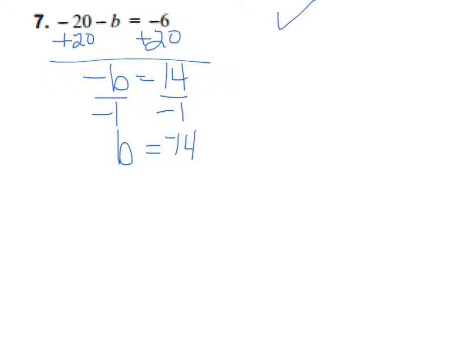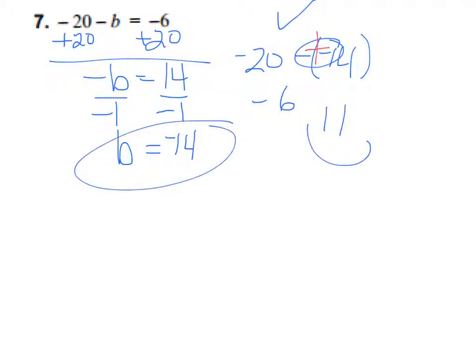And check. So we're going to substitute negative 14 in for b. So we have minus negative 14, which, remember, turns it into a plus. So negative 20 plus 14 is negative 6. My check step worked. I know I'm right.